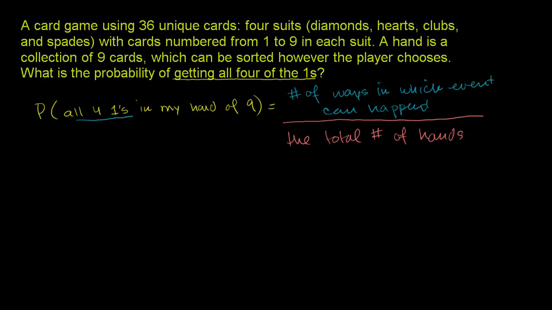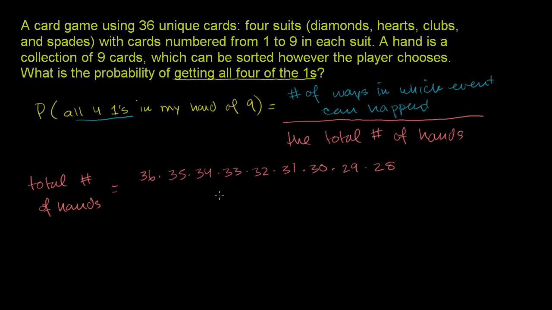Now, the total number of hands, we're picking 9 cards, and we're picking them from a set of 36 unique cards. And we've done this many, many times. So let me write this. Total number of possible hands. That's equal to, you can imagine you have 9 cards to pick. The first card you pick is going to be one of 36 cards. Then the next one's going to be one of 35. Then the next one's going to be one of 34, 33, 32, 31. We're going to do this 9 times. 1, 2, 3, 4, 5, 6, 7, 8, and 9. So that would be the total number of hands if order mattered.